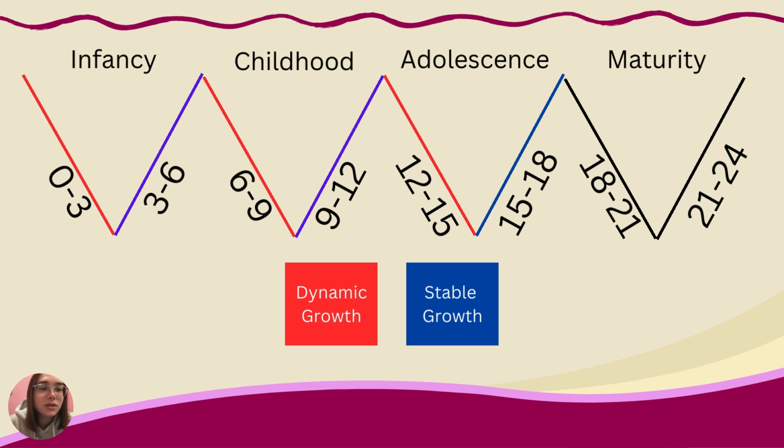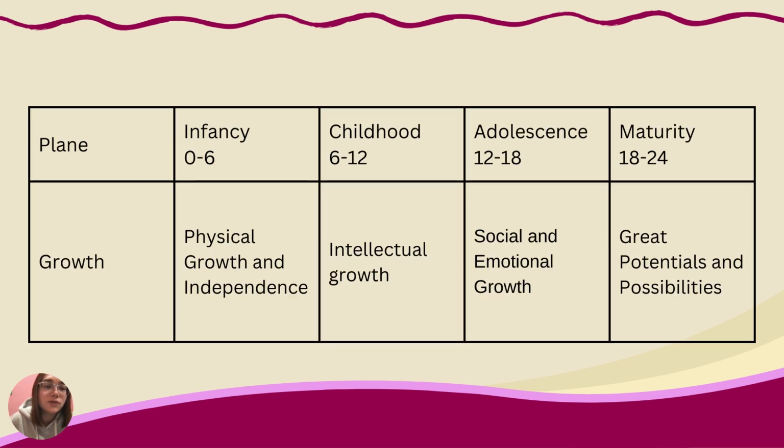is broken up into 2 different halves, one with dynamic growth and one with stable growth. So the dynamic growths are from 0 to 3, 6 to 9, and 12 to 15, while the stable growths are ages 3 to 6, 9 to 12, 15 to 18. And so in the blue, it's when they consolidate what they have learned from the red part of their plane. So now we will talk about the different growths.